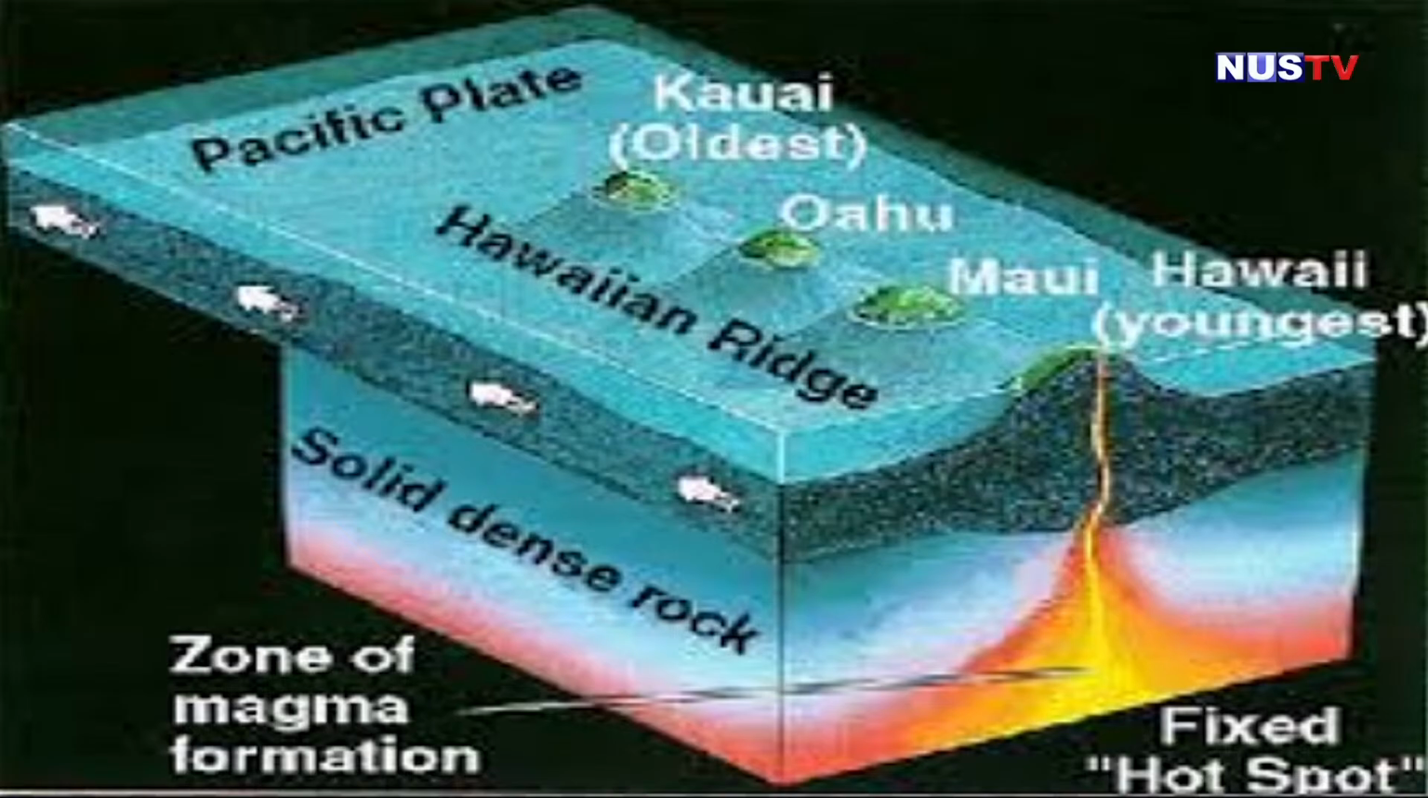A hotspot is a stationary spot underneath the Earth's lithosphere with immense heat and pressure that enables the magma inside the Earth to pass through the surface, forming volcanic chains of islands. A perfect example would be the Hawaiian Islands. The oldest island is the furthest away from the hotspot, and the youngest island is closest to it.